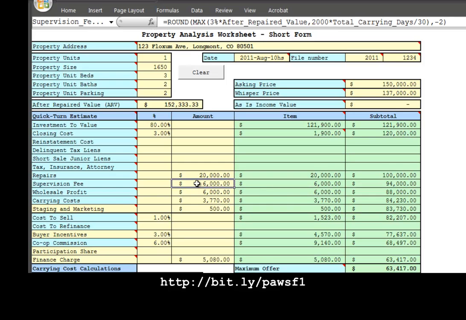Also, we have a wholesale profit calculation. If you want to assign this deal to someone else, you build in the wholesale profit. This is initialized to a formula of $6,000, or 3% of the after repaired value, or 15% of the profit. These numbers are entirely in your discretion. You can increase them or decrease them or eliminate them depending on your situation.